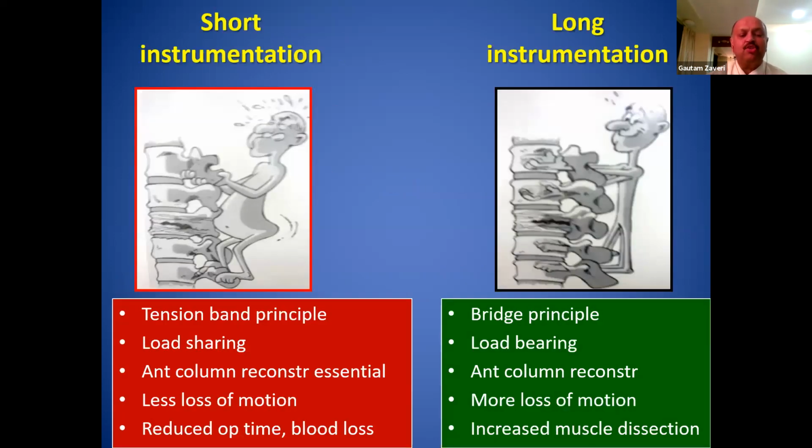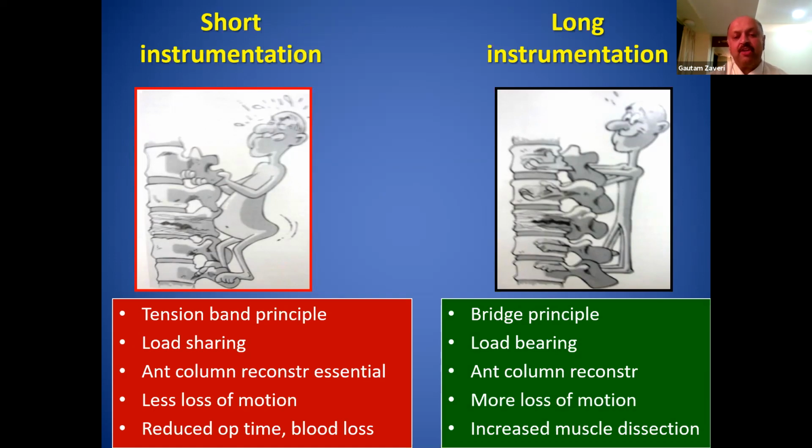When you do short instrumentation, it works on the tension band principle, which is essentially a load sharing principle. Anterior column reconstruction is extremely vital because otherwise the tension band will fail, the short instrumented construct will fail. The advantage of the short instrumentation is that it restricts motion to a lesser degree. The amount of muscle dissection is less, with reduced operative time, blood loss and infection.